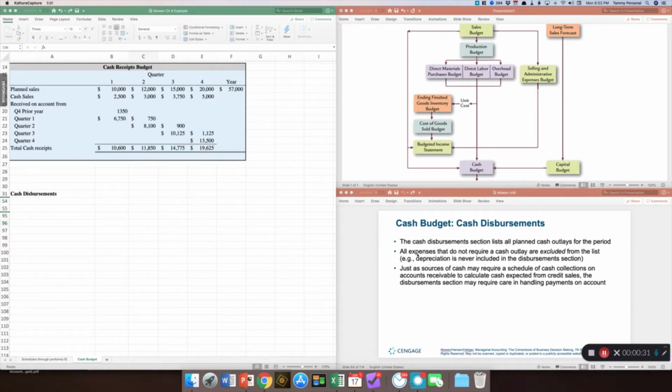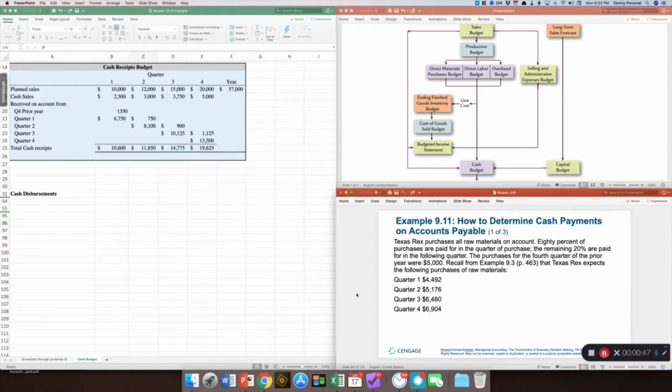So first of all, in the cash budget, if we have depreciation expense included in some portion of our calculations previously, we need to back it out again. But we're going to focus first on the cash disbursements related to our accounts payable.